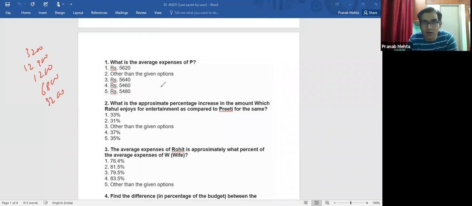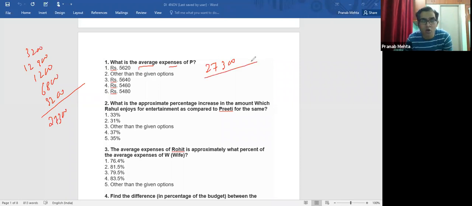Remember, don't get confused with the average expense. First we talk about expense. This is the expense of P. If we add this, I will get 27,300. Now they're talking about average expense, which is the total expense divided by number of categories. How many categories are we talking about? Education, food, entertainment, traveling, and other expense, which means 5 different expenses. So average expense becomes 27,300 divided by 5, which is 5,460.